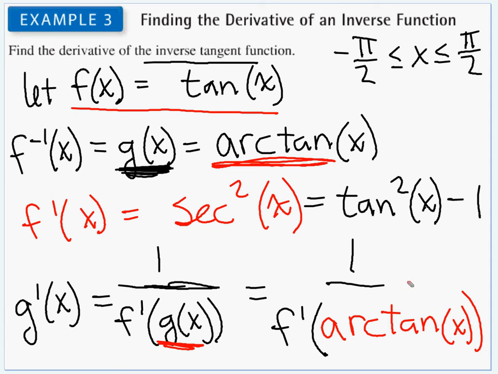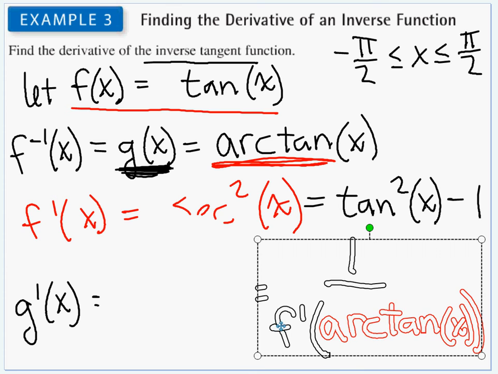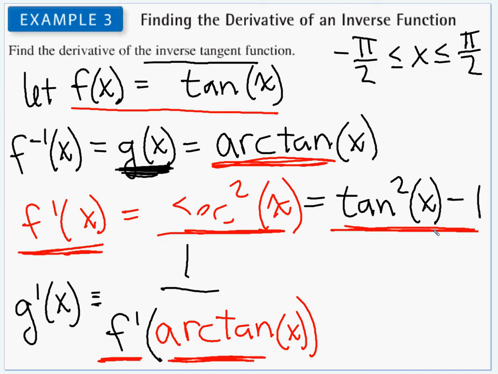Okay, now I'm going to have to erase something. I guess I can get rid of this. I don't want to get rid of that yet. Move this over. Okay. Now we've got here f prime of arctan. So we're going to take the f prime function and replace all the x's with arctans. Well, here's f prime. It was secant squared, but we did rewrite it as tan squared minus 1.